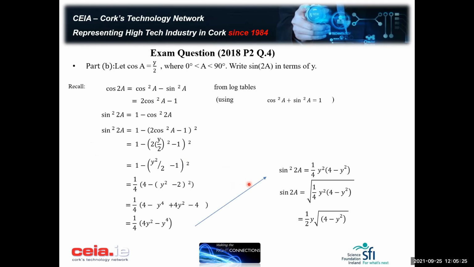Okay. Let's look at another exam question. This is actually quite a tricky one. When I looked at this, I didn't see an obvious way of doing this. Well, that's not quite true.